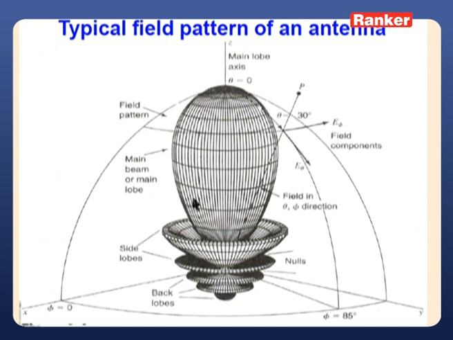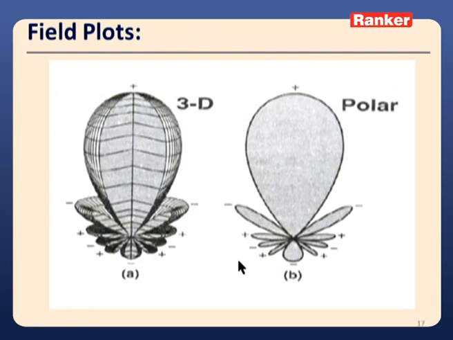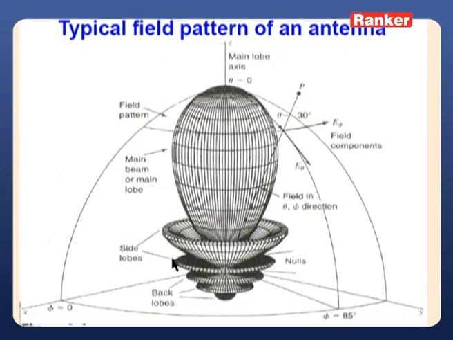Now, just observe this region, there is no radiation in this region. The regions where there is no radiation are called nulls. Simply, null means zero radiation.